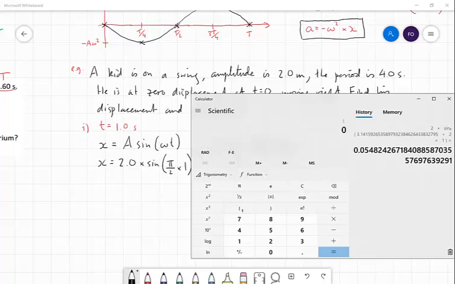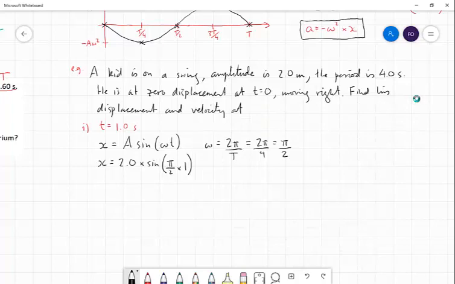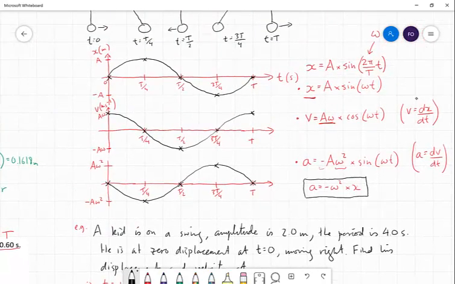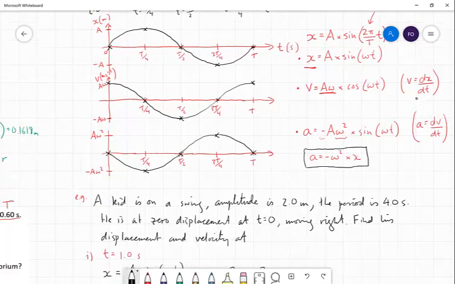So we'll go pi over 2 times 1, and then we'll take the sine of that, and then times 2, because 2 was the amplitude. So we end up with 2 here, and that's equal to 2.0 meters. And we kind of knew that already, because we went through a quarter period, and after a quarter period he's going to be at the amplitude, right? Quarter period is all the way out to the end.